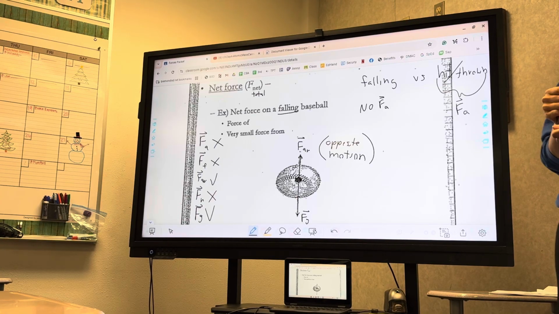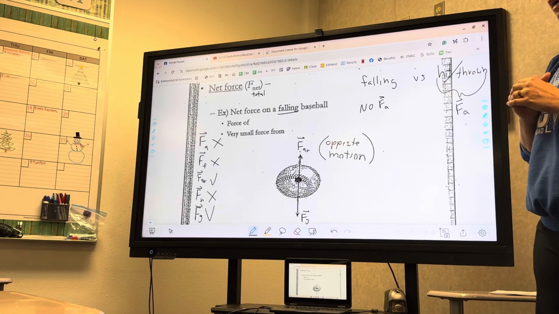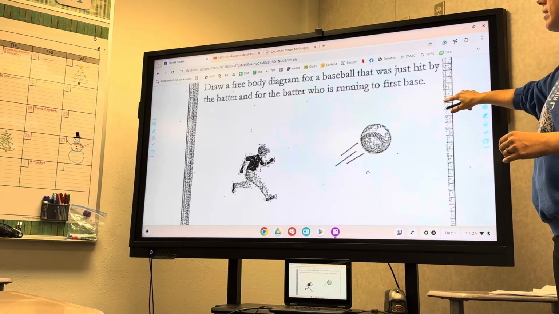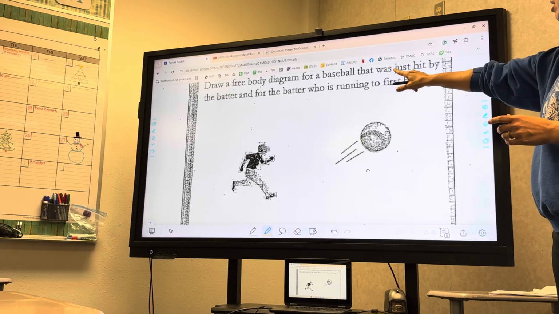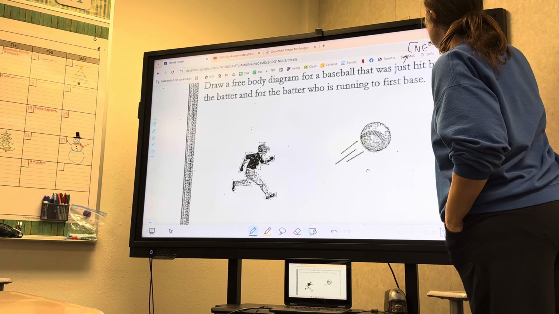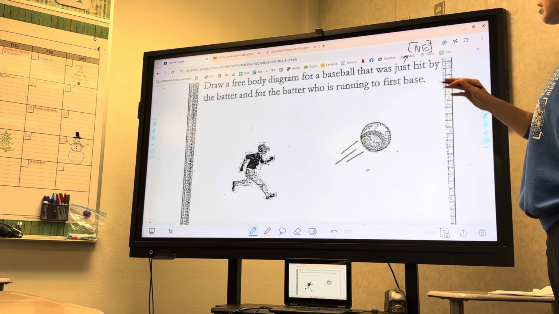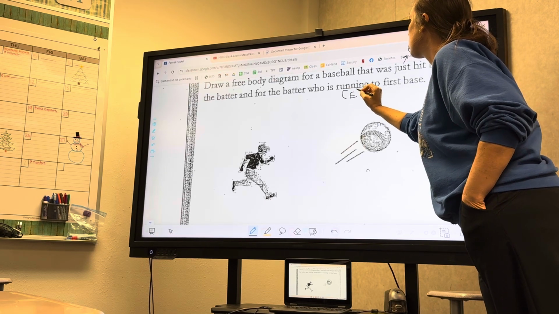Okay, I talked to you about two objects, a runner and a ball that was just hit. Now, if I told you it was hit, that is an applied force. A force was applied to the ball to make it move, okay? So now the only thing, I didn't specify direction, so I'm gonna do that now. Draw a free body diagram for a baseball that was just hit. I want you to put, so it was just hit northeast. That's why I have the little motion lines, northeast. Hit by the batter, and for a batter who is running, he is going to be running eastward.